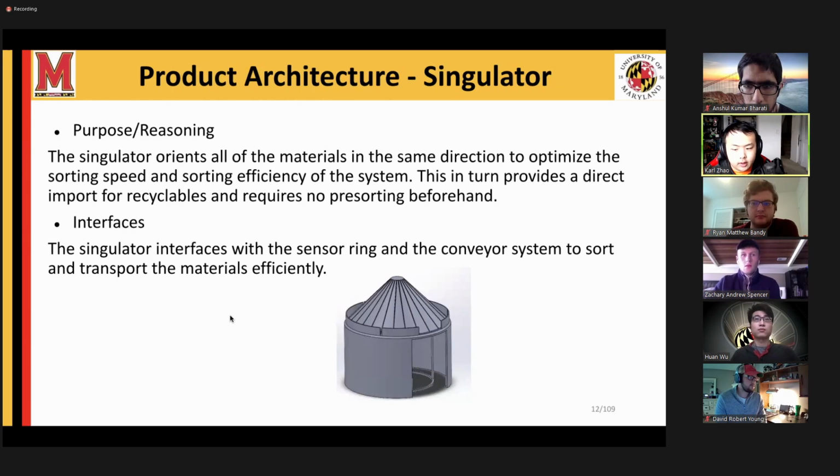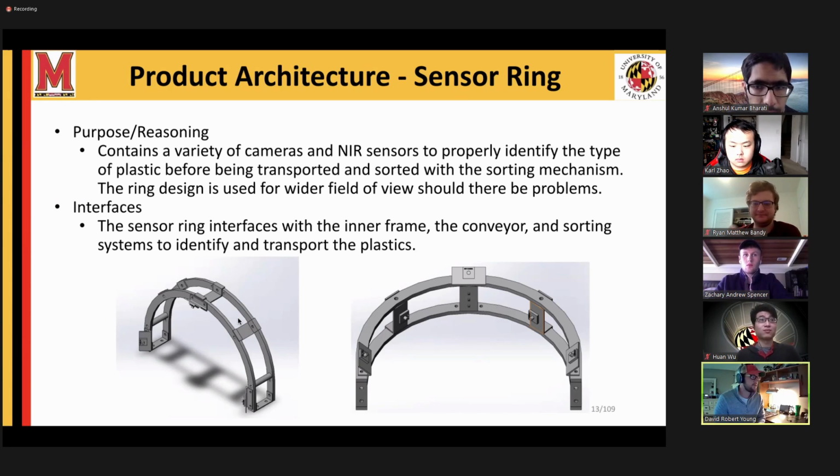The singulator orients all the materials in the same direction to optimize the sorting speed and sorting efficiency of the system. This in turn provides a direct import for recyclables and requires no pre-sorting beforehand. It also separates the stream of plastic and allows one item through at a time. The singulator interfaces with the sensor ring and conveyor system to sort and transport the materials efficiently. The sensor ring's job is to identify the materials before they enter the sorting system. This is done using the arrangement of sensors demonstrated above.